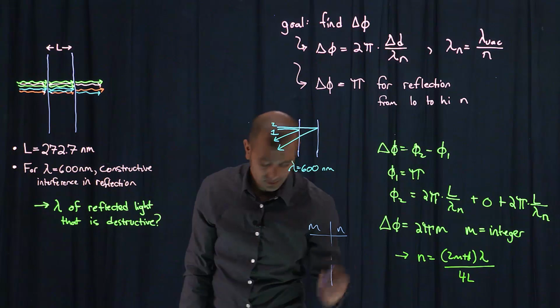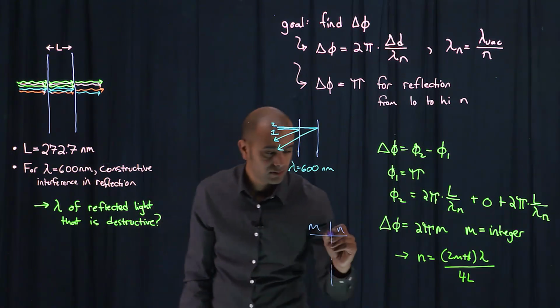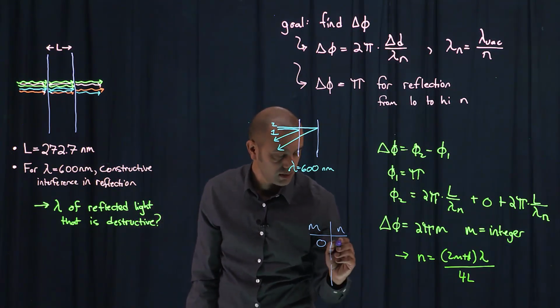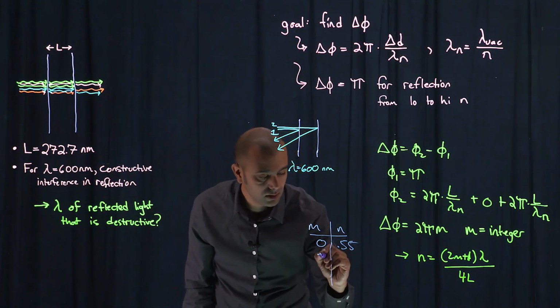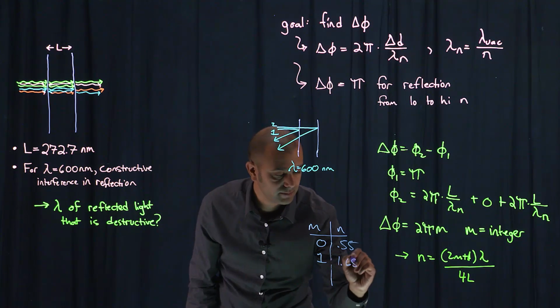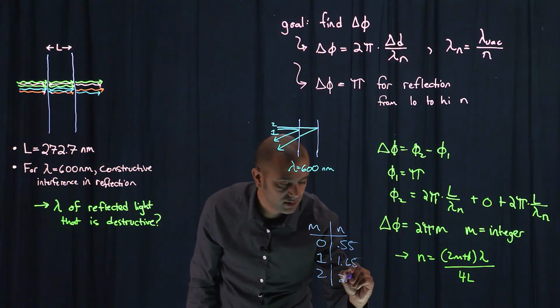So when m is 0, you get a refractive index of 0.55. Can't be less than air, so that doesn't work. When m is 1, you get 1.65. And then when m is 2, you get 2.75.